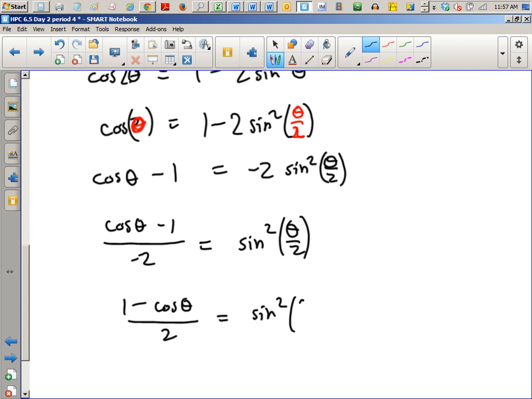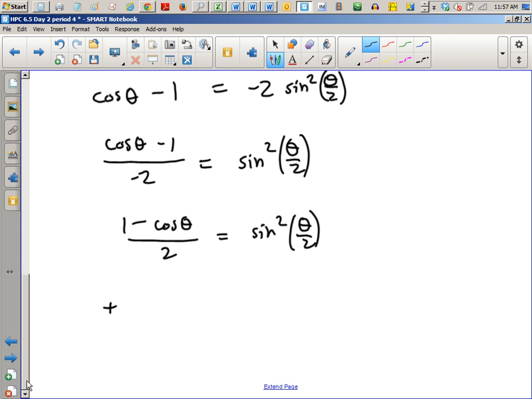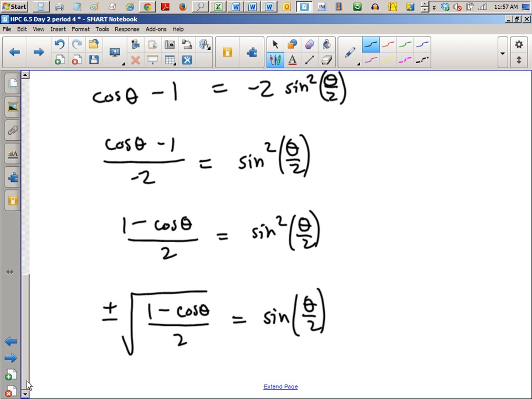And then I'll square root both sides. So plus or minus the square root of 1 minus cos theta all over 2 is the sine half angle rule. So let's put that on the board. It looks almost exactly like what I just had, only it has a minus instead of a plus on the inside.